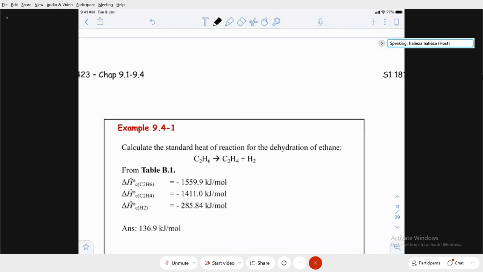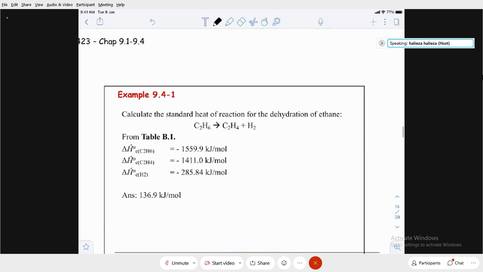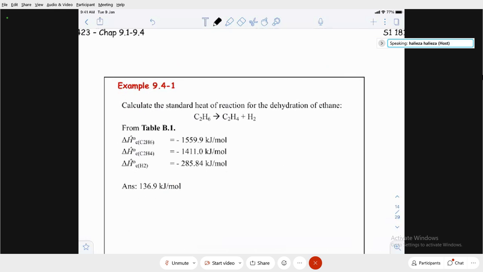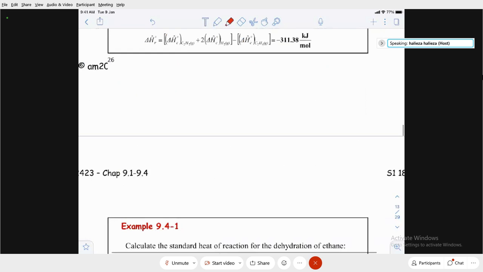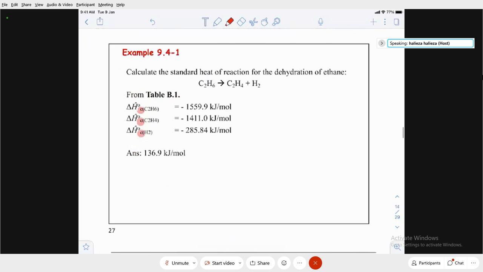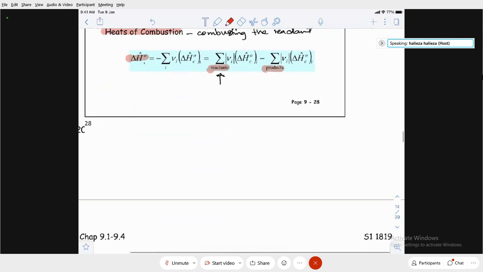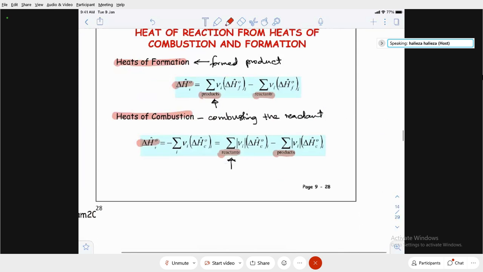Let's see. This is from your textbook, example 9.41. I got the feeling that this is using the heat of formation. No, that is not heat of formation. This is heat of combustion. Sorry, guys. This is heat of combustion. There's the C. There's the C. It's combustion. So we don't have any more examples on heat of formation. Yeah, so we'll be looking at heat of combustion.